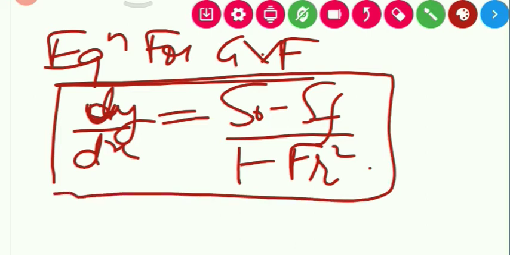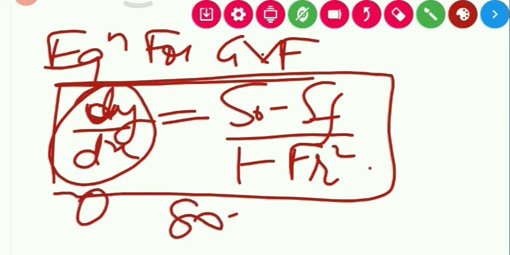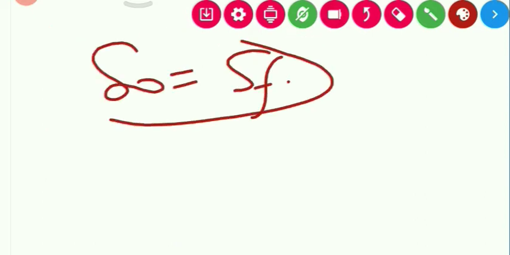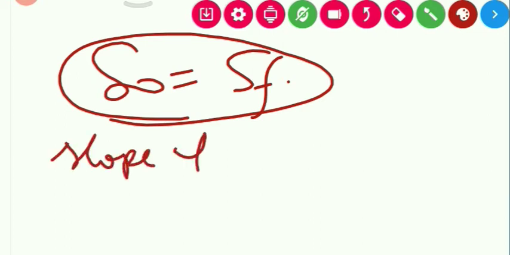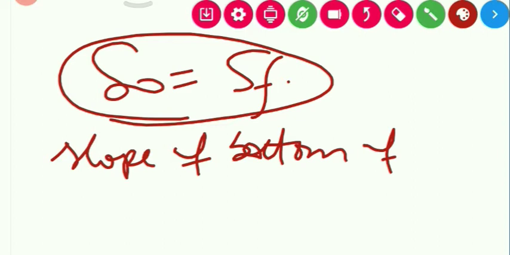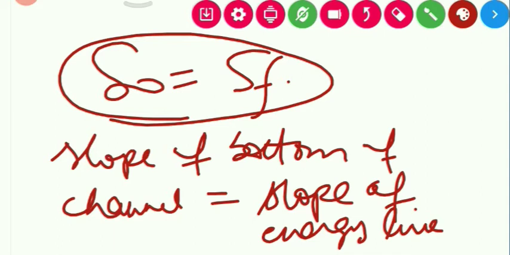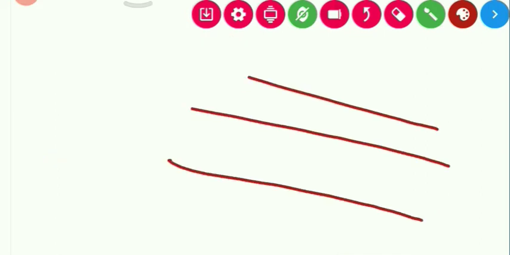If dy by dx equal to 0, meaning the depth is not changing along the length of the channel, we get s naught minus sf equal to 0. This means s naught equal to sf. What does this mean? This means the slope of the bottom of the channel is equal to the slope of the energy line, meaning they are parallel to each other.